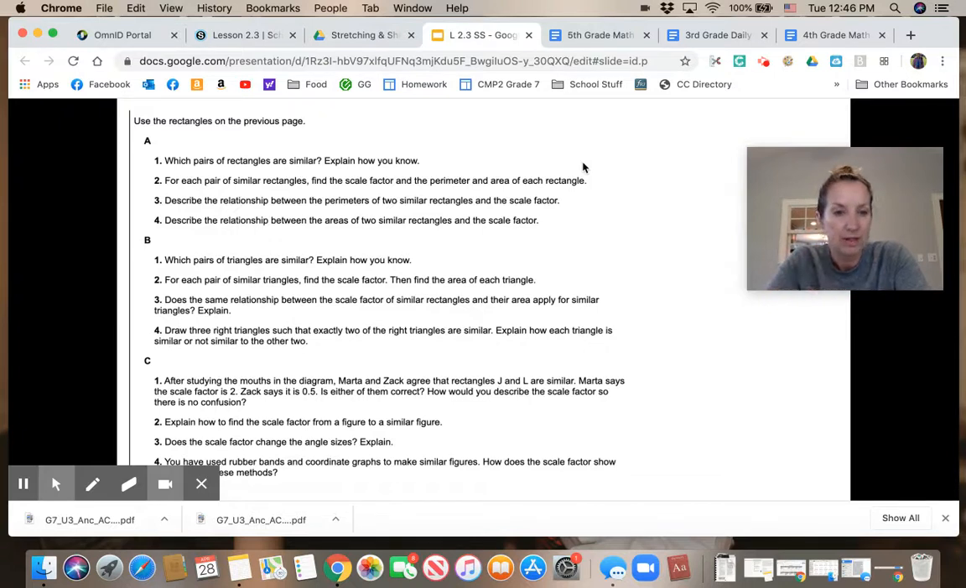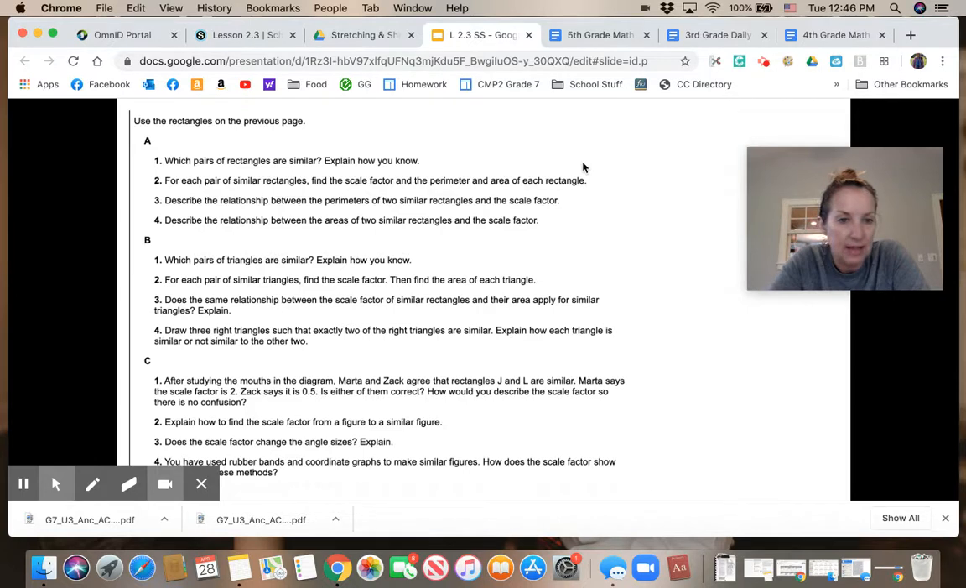Then number 4 says, draw 3 right triangles such that exactly 2 of the right triangles are similar. Explain how each triangle is similar or not similar to the other 2. So they want 3 right triangles, 2 that are similar, and 1 that isn't.